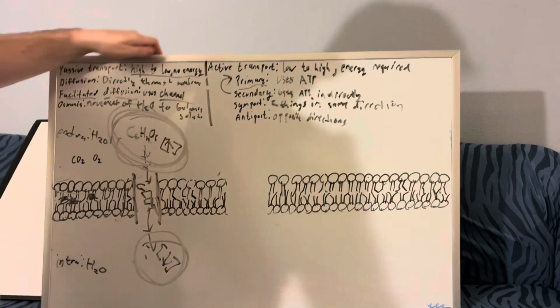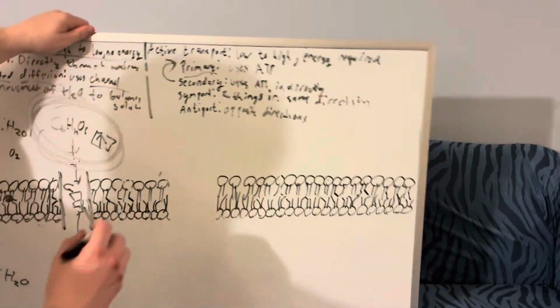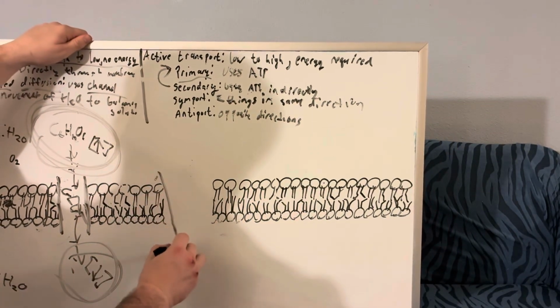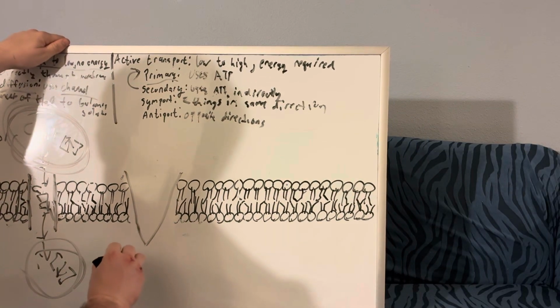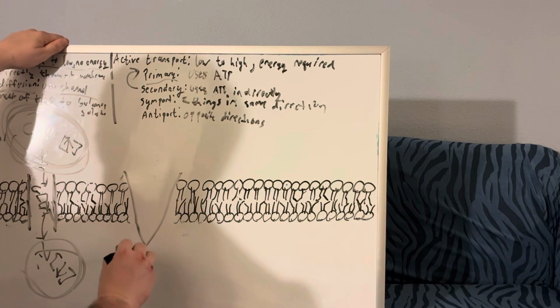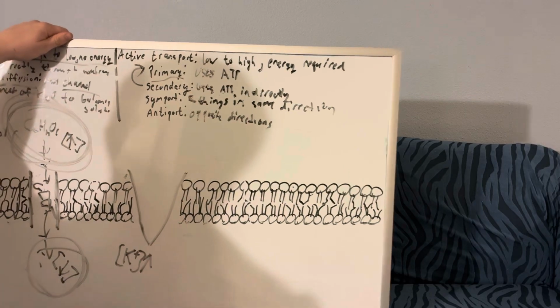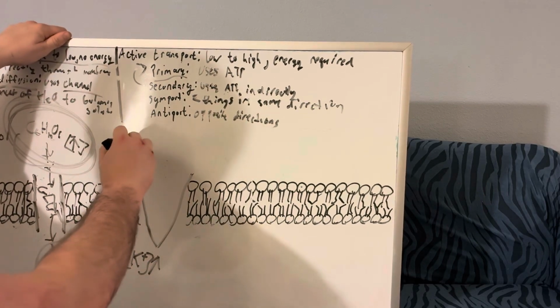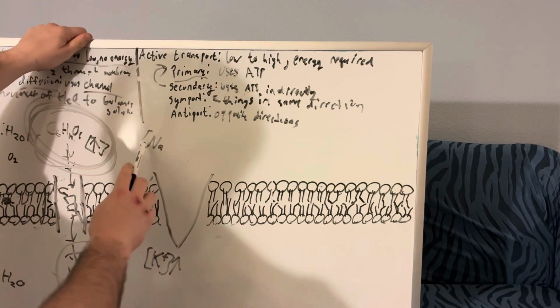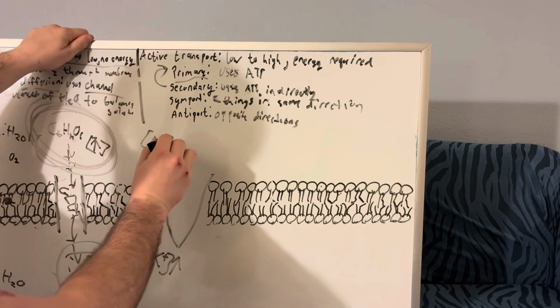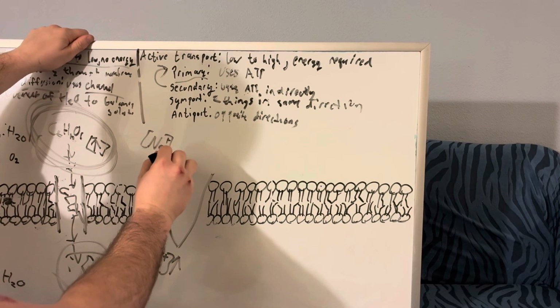So it is going to be this molecule, and I'm going to give us some pre-existing conditions. I'm going to say that concentration of sodium inside the cell is very, very low, and potassium inside the cell is very high, and sodium is going to be much higher outside of the cell.